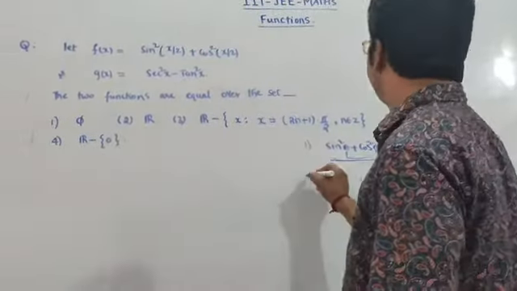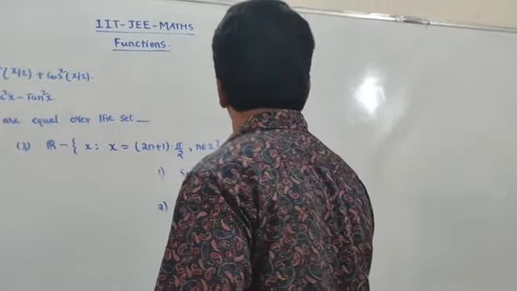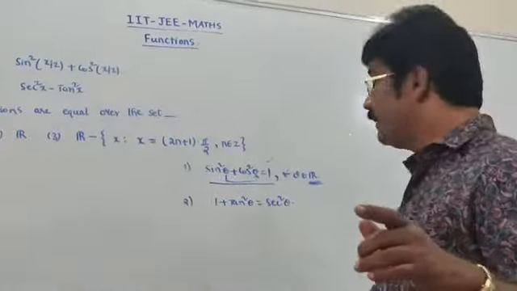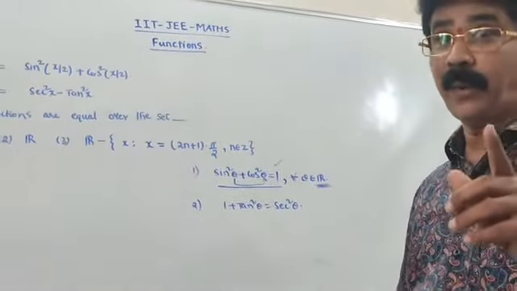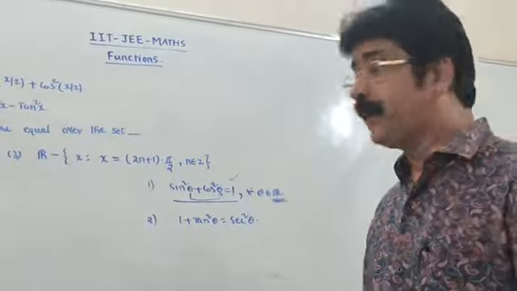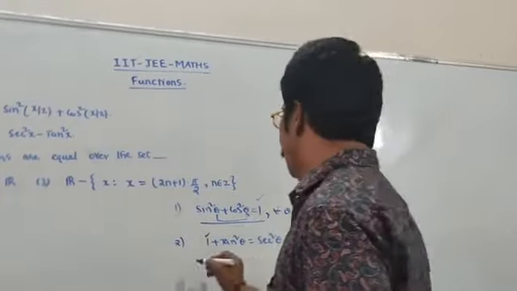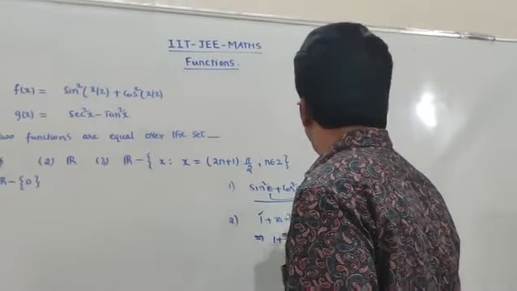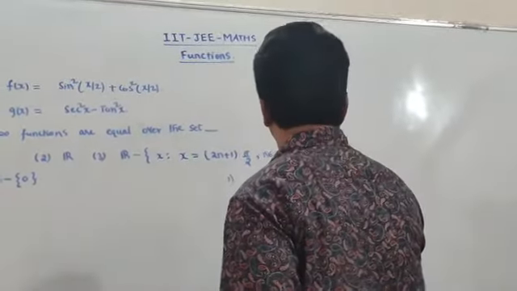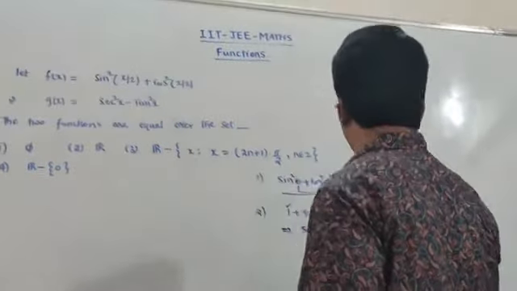Next, let us consider another: 1 plus tan square theta is equal to secant square theta. Actually, it is not an identity property. So many authors say it is also called an identity property, but no, it is not. Let us see. 1 plus tan square theta, or first we shall write it as secant square theta minus tan square theta equals 1.